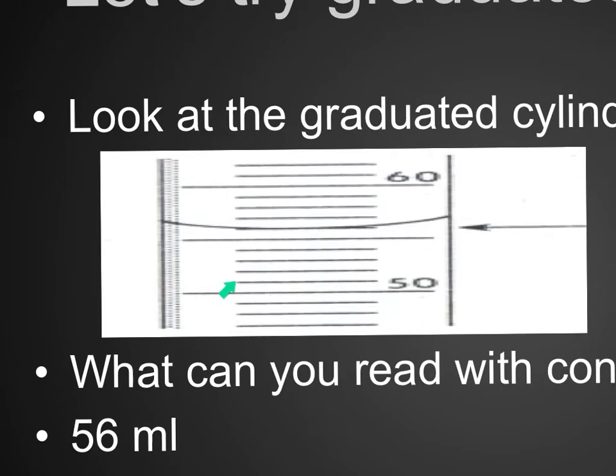And each one of these lines is a 0.1. I'm sorry, it's not a 0.1, it's a 1. So 50, 51, 52, 53, 54, 55, 56. Now I know that the bottom of my meniscus is resting at 56 milliliters. So we have 56 milliliters that we know 100% is what it is. We're going to estimate the last digit, so we get 56.0 as our measurement for this fluid in the graduated cylinder.